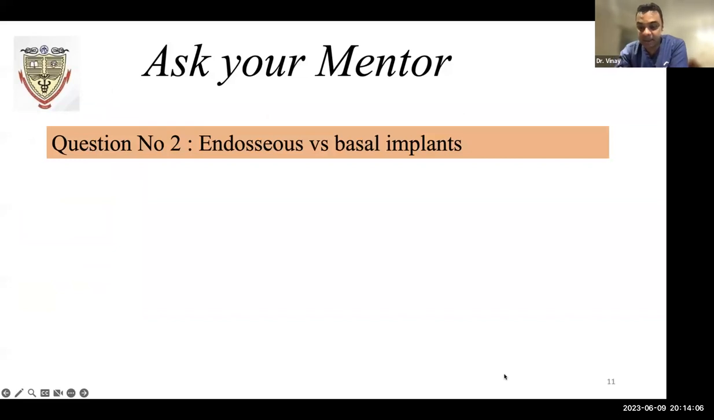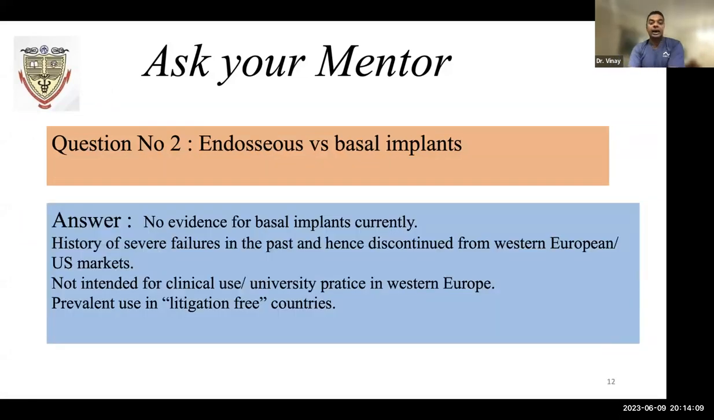Endosseous versus basal implants, right? And see, there's no evidence for basal implants directly, okay? There's history of severe failures in the past, and hence it has been discontinued from Western Europe and US markets. It's not intended for widespread clinical use, definitely not in university practice in Western Europe. And perhaps basal implants are quite prevalent in those countries which are litigation-free, where the consumer doesn't go to court and make sure that they can hold a practitioner to court. In those kind of societies, it's rather prevalent.